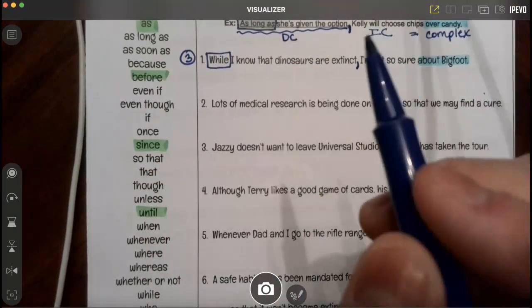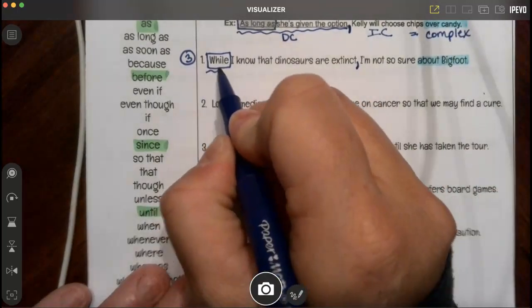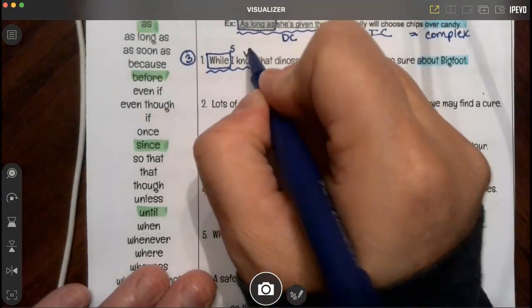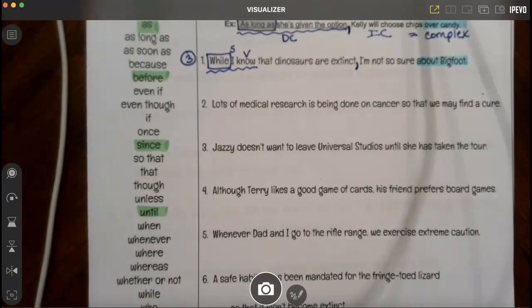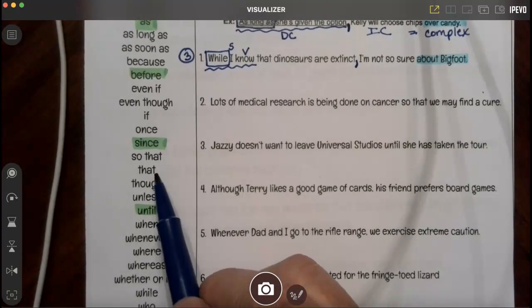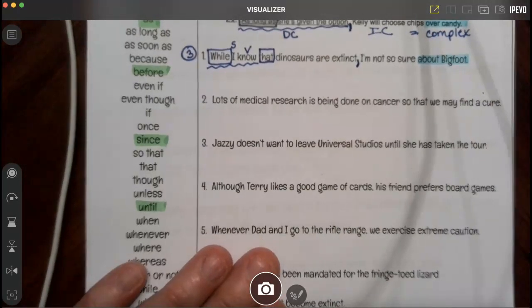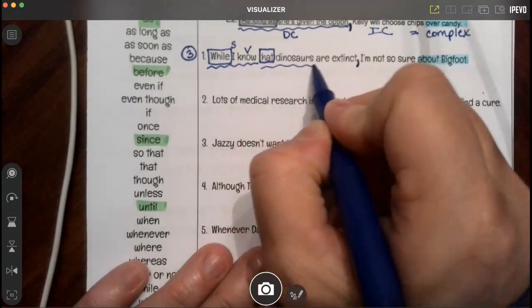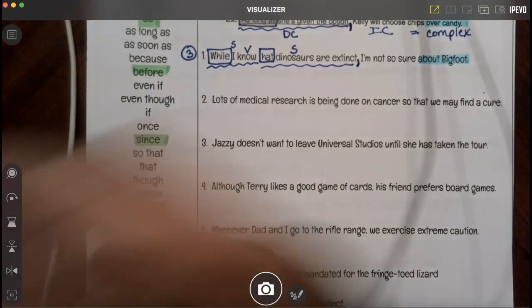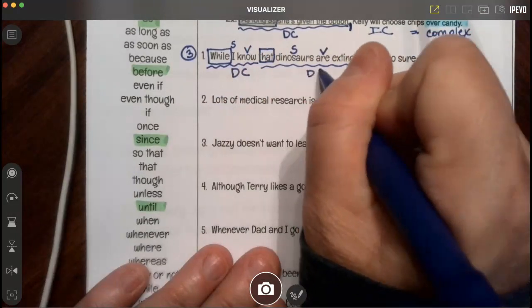Now I'm going to think, while what? What is it talking about that's happening while? While I know, I is the subject, and what do I know? So that is a dependent clause. You'll notice it doesn't go all the way to the comma, because I see another word in there, that is a subordinating conjunction. So if that is a subordinating conjunction, that what? That dinosaurs are extinct. In that clause, dinosaurs is the subject and are is the verb. So I have a dependent clause with another dependent clause.